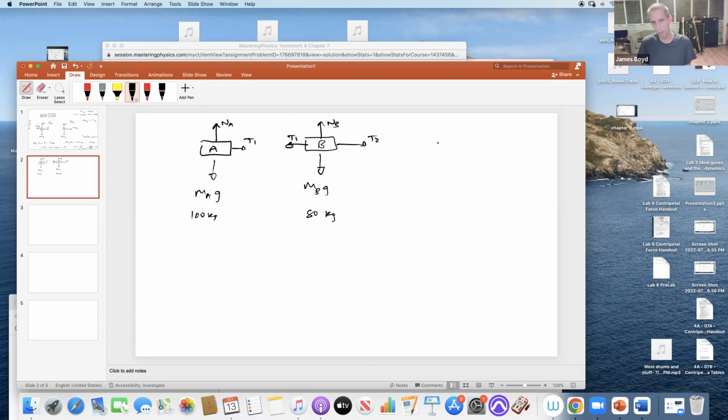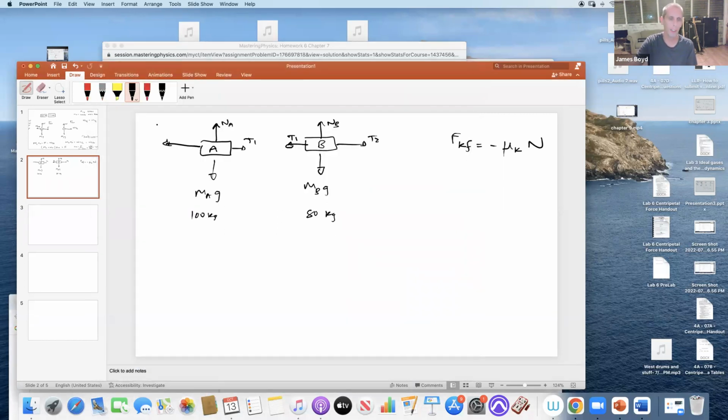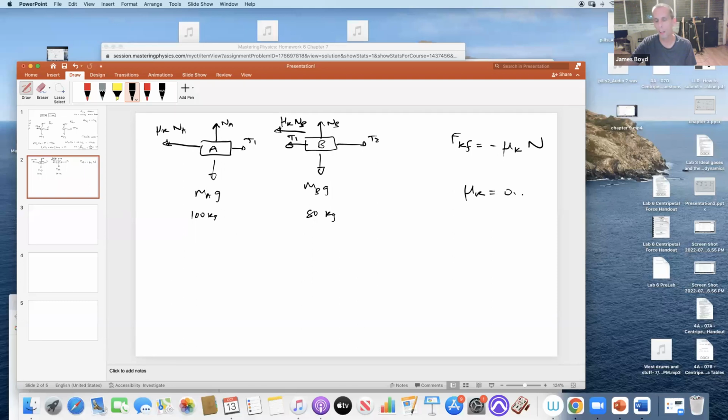The other thing we have here is we were told there is friction. And this kinetic friction, we're assuming that this is pulling. In your book, it says that that's negative mu K N. Well, the negative sign means it's opposite the direction of travel. So we're assuming that they're going to the right, and therefore I'm going to have a friction force here, which is mu K N A, and a friction force here, which is mu K N B. And I was told that mu K was 0.1. So mu K in this problem is 0.1.